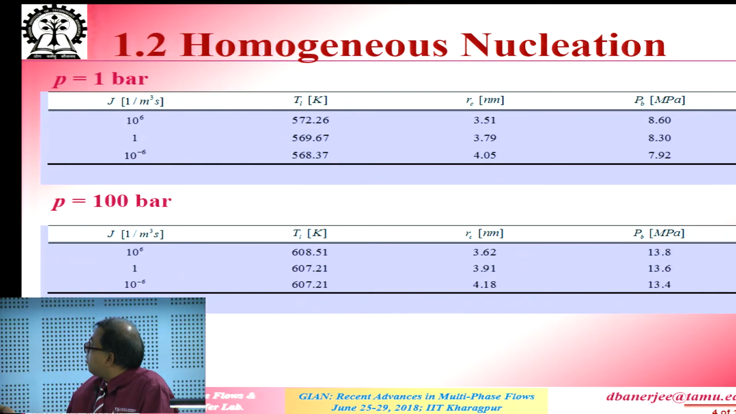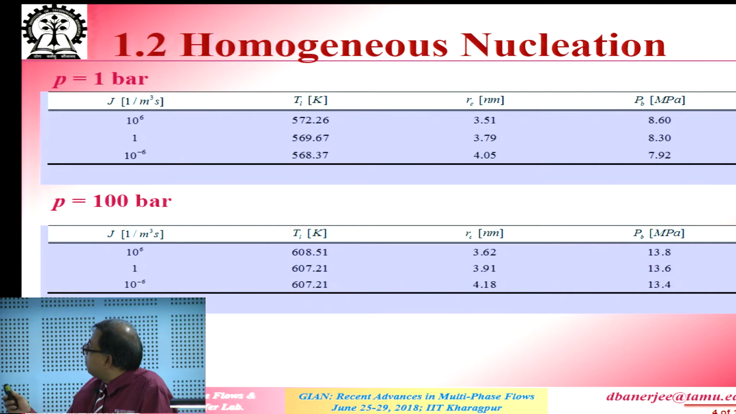And so, the converged value of RC comes to about 3.5 to 4 nanometers. Okay. And the pressure of the system, the pressure of the bubble, comes out to about 8 megapascals.